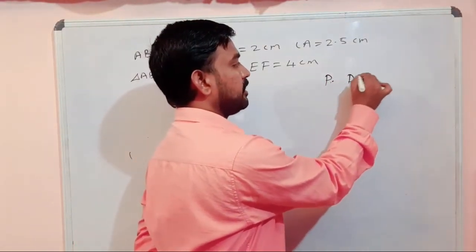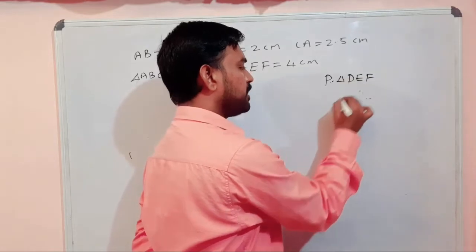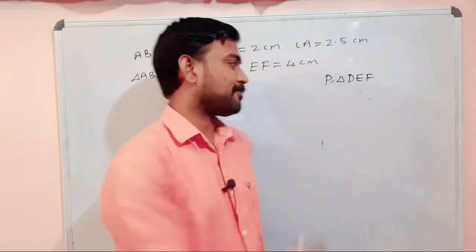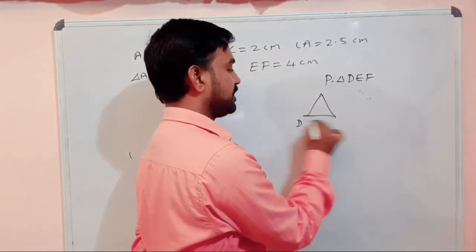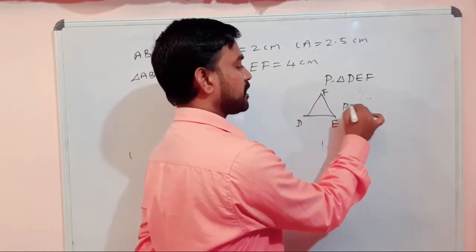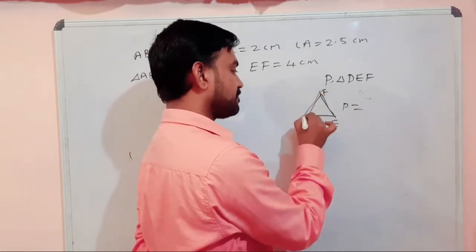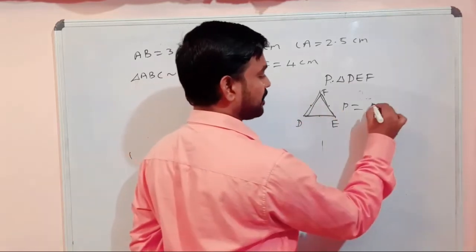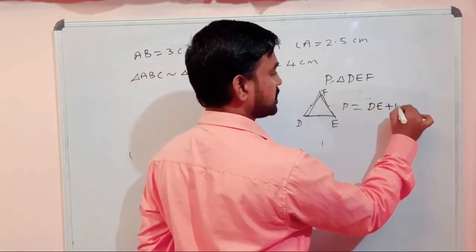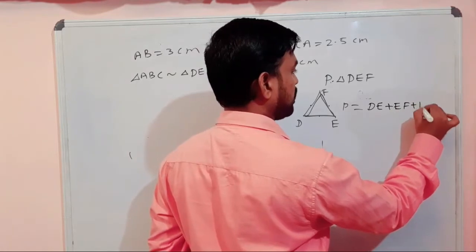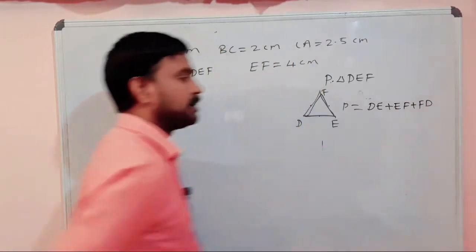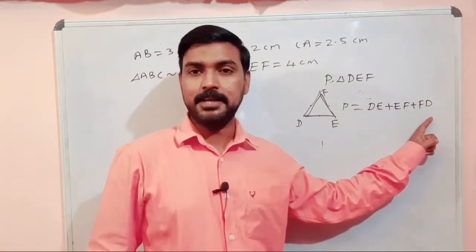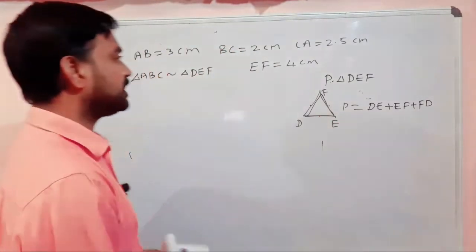Perimeter of triangle DEF. How to find the perimeter of a triangle? Perimeter means the boundary length. Suppose a triangle DEF is there. What is its perimeter? Perimeter means sum of the lengths of all these sides. What are the sides here? DE, EF and DF. So we can write DE plus EF plus FD. Sum of the sides. So for getting the value of perimeter, we have to find the sides DE, EF and FD. So we can try to find out.